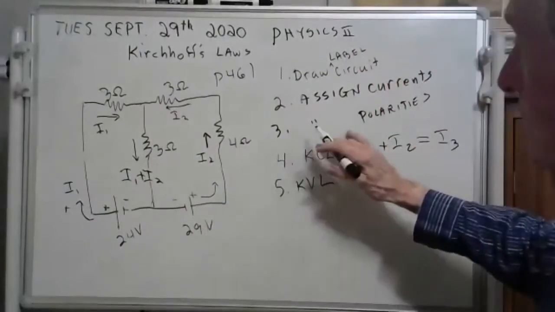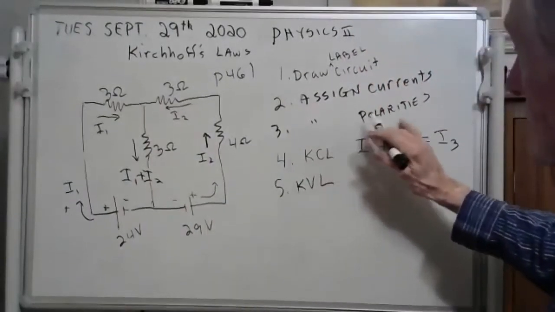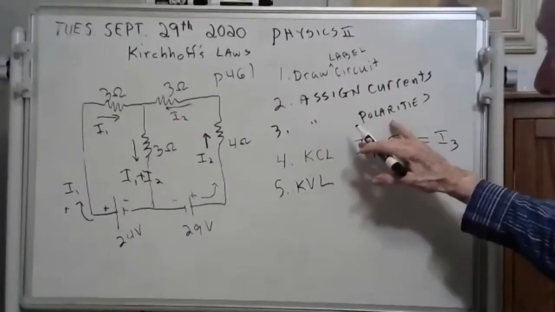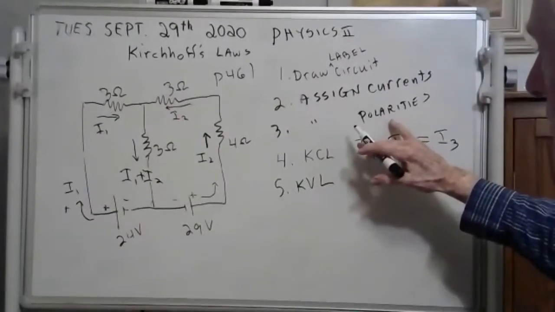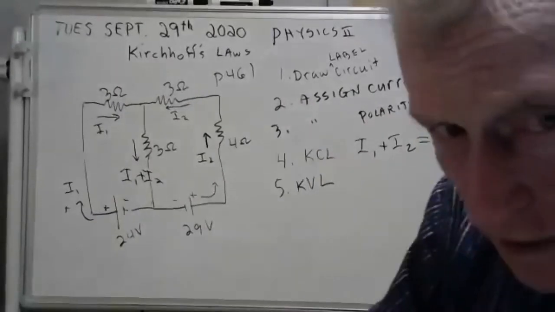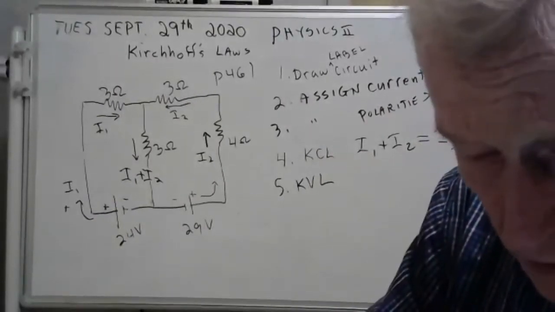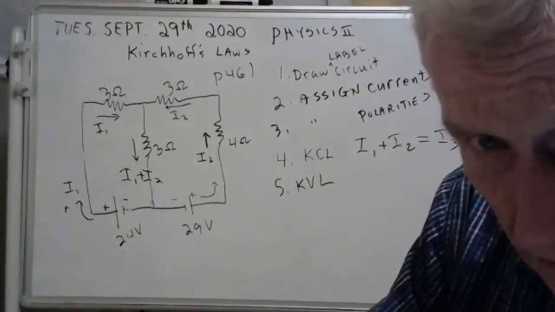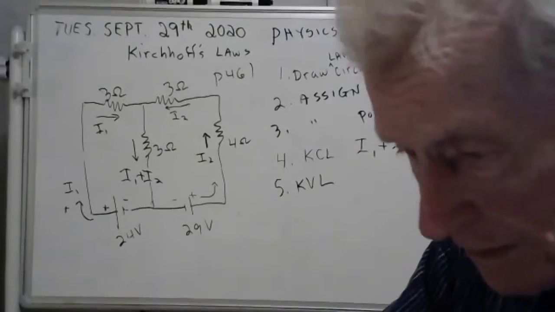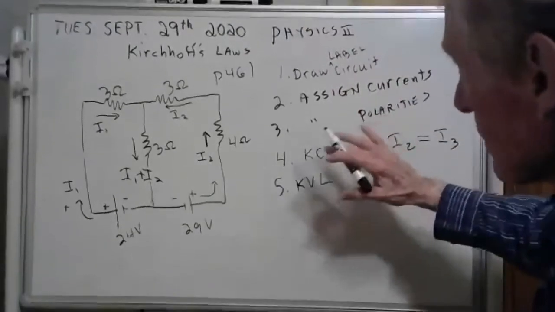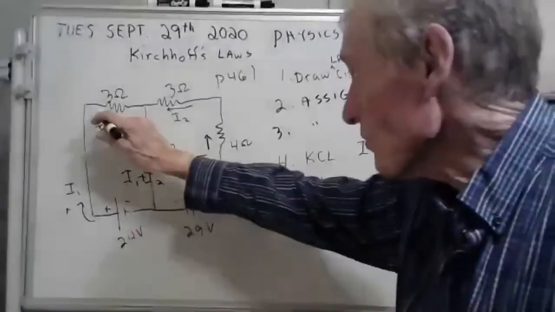Wait a minute, I didn't do my polarities. Is that how you spell polarities? Is polarities P-O-L-O-R or P-O-L-A-R? It's A-R, I think. I think I got it right. I didn't do them. We've got to do them.